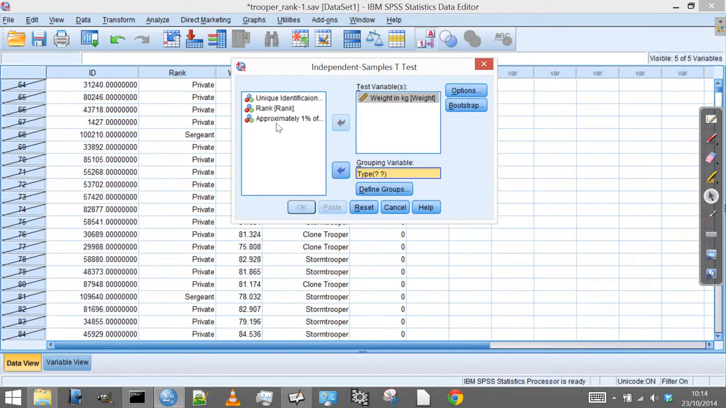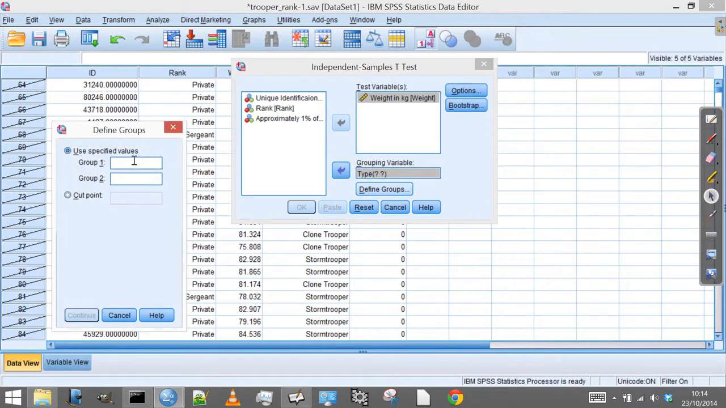I transferred that into the box in the same way. I clicked on trooper type, selected this lower arrow here, the second arrow down, and it moved over, and you see type with two question marks comes up. That's because we haven't defined which groups. Potentially in our data, we could have more than two groups, so SPSS wants to know which groups we want to compare. We have to define those using the define groups button.